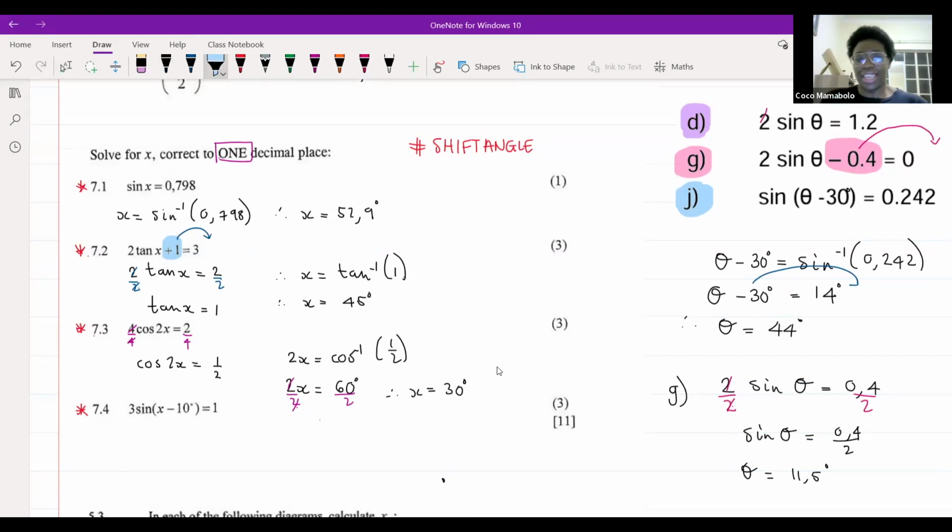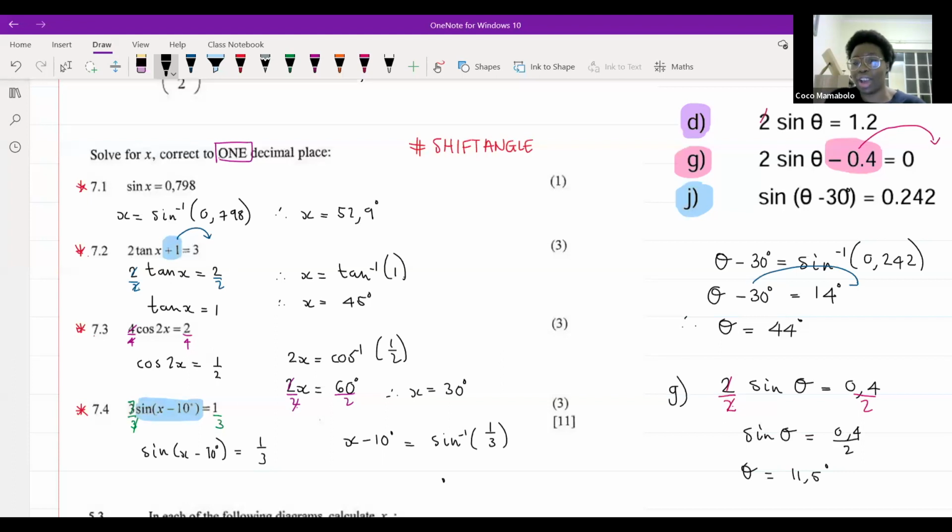You're getting it right. Okay, in this last question, we want to isolate sine of x minus 10. So we need to divide both sides by 3. Divide by 3, divide by 3. No worries, Ziketelo. We're learning it here so that we don't make that mistake in our actual tests and exams. Right, so sine of x minus 10 is equal to 1 over 3. That means that x minus 10 degrees is equal to arc sine of 1 over 3.